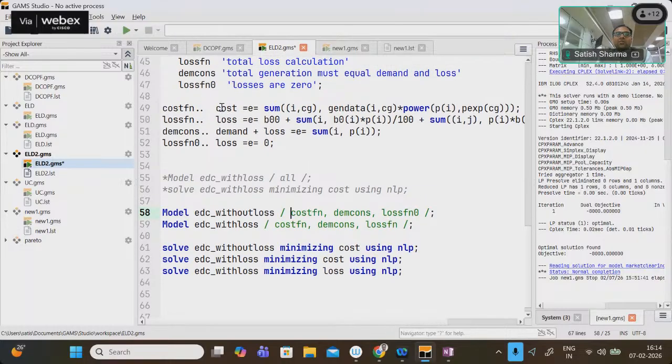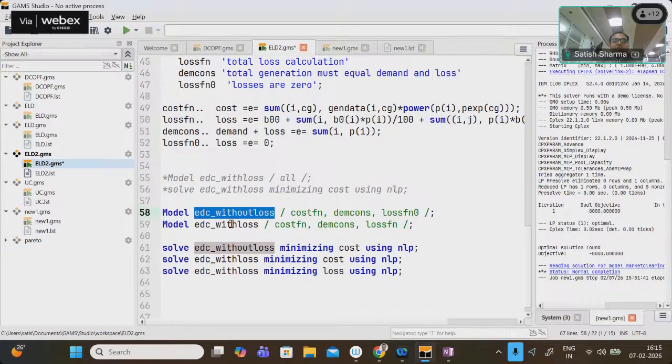So the cost function is our standard cost function, aP square plus bP plus c, summation over that. So that is defined in the cost function. Demand constraint is this part here. Losses is also defined, but with loss function 0, I am defining that these losses are 0. And I'm not utilizing this particular constraint, which is at line number 50, in this model. So I have defined a model where losses are actually not present.